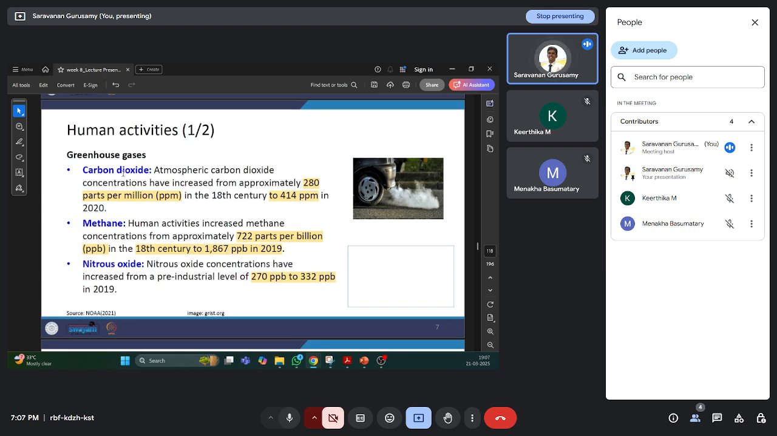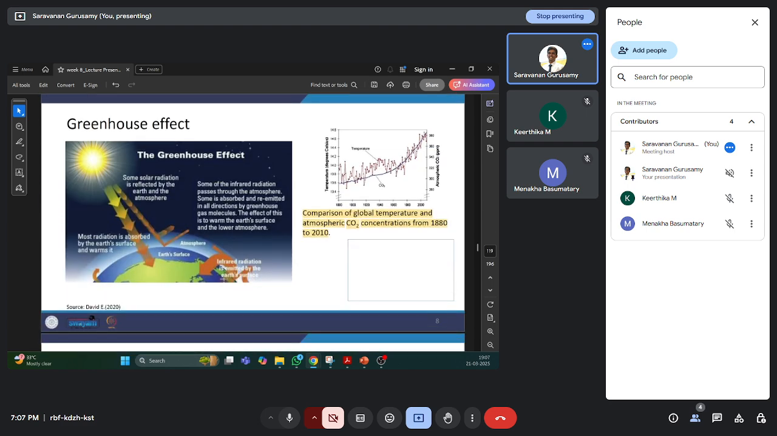The first one is greenhouse gas emission. Carbon dioxide has gone from 280 to 414 ppm from the 18th century to 2020. Methane, from the 18th century to 2019, increased from 720 ppb to 1800 ppb. So think about its potential: it has 25 times higher potential than carbon dioxide. And nitrous oxide increased from 270 to 330 ppb. So that's the greenhouse effect.